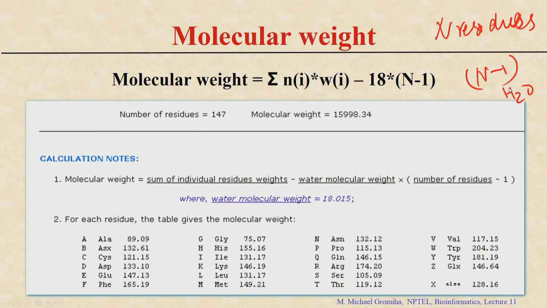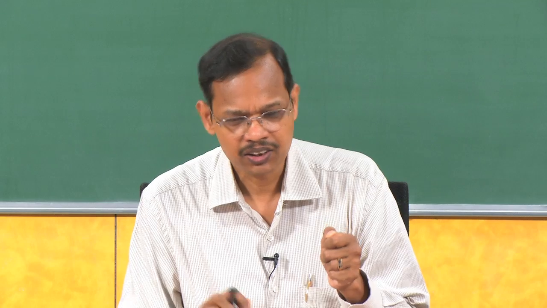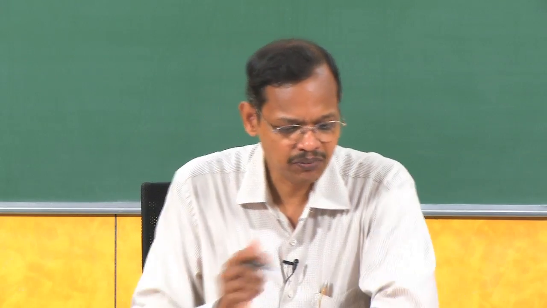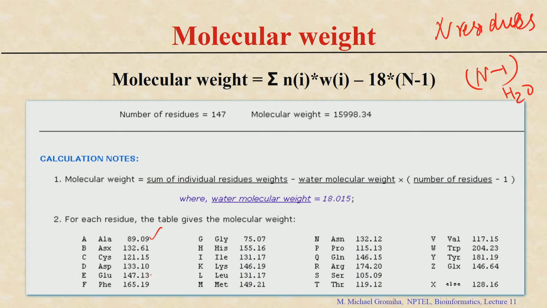So if you want to calculate the molecular weight in a sequence, for each residue we know the molecular weight. For example, alanine is 89, glutamic acid 147, methionine 149, tryptophan 204 and so on. We know the values. So we have a sequence. For example, this is a sequence.